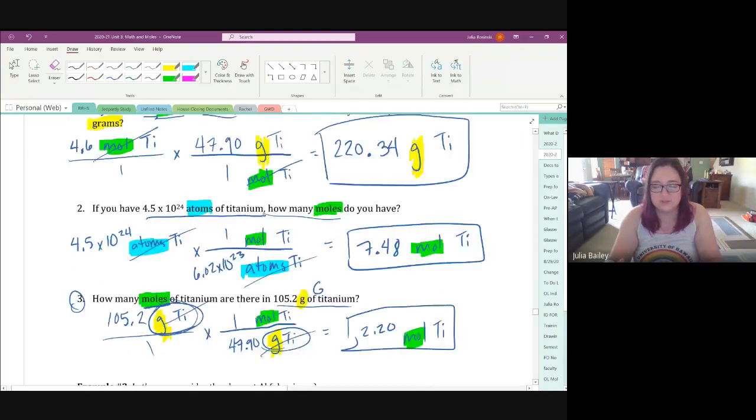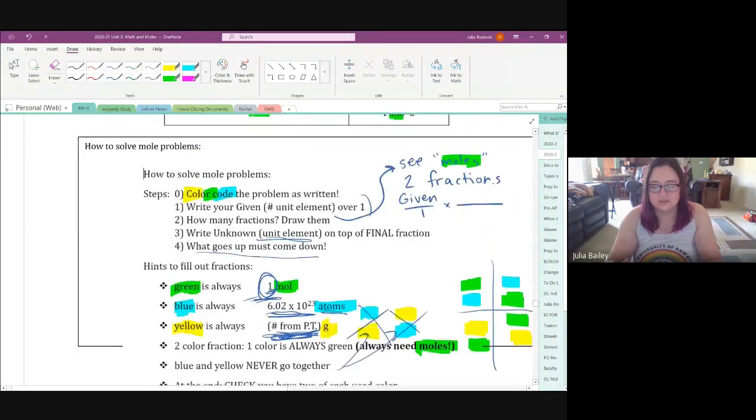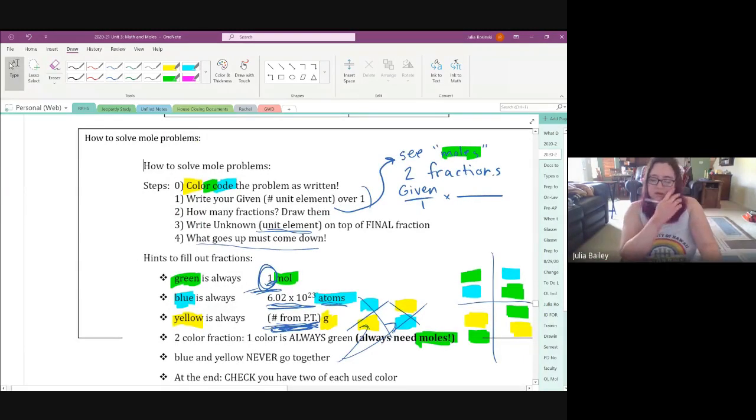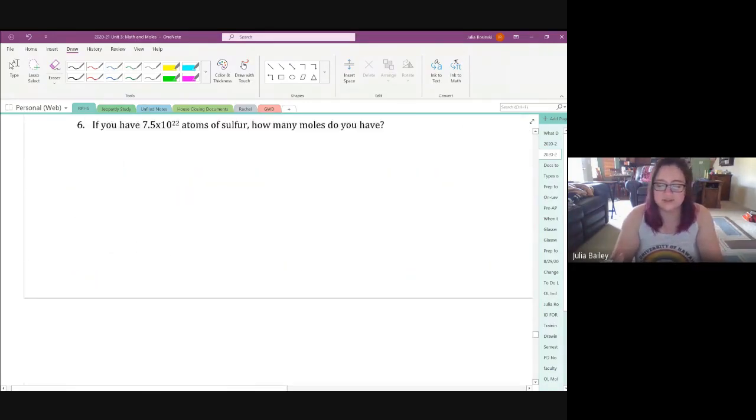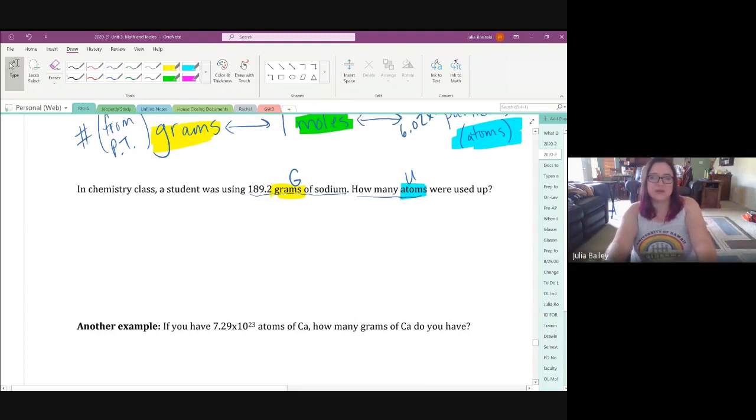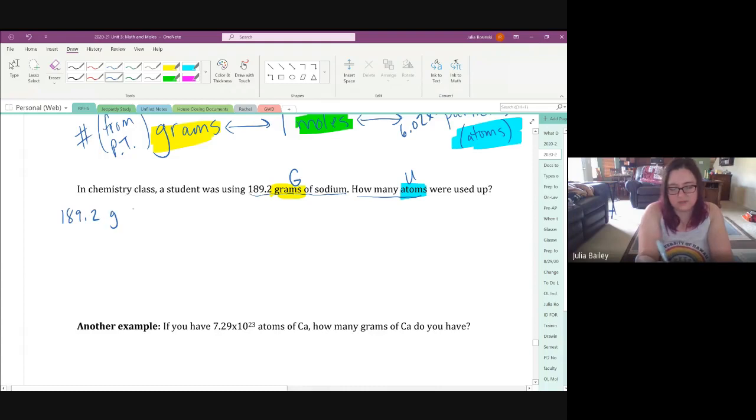Which brings us back to what these steps we did were talking about, where we're going to do step 1, write your given number, unit, and element over 1. We're still going to do that even though this is a little bit of a different problem because we've got grams and atoms together. We're still going to write that given, 189.2 grams of sodium. Write your given down always. That's always where you start. Always start with the given.